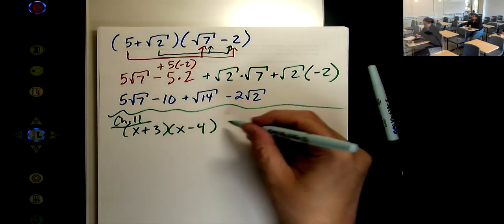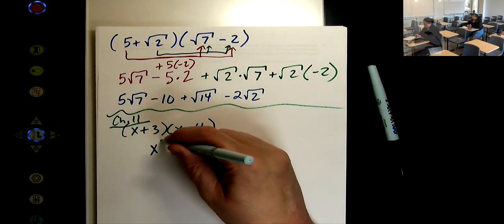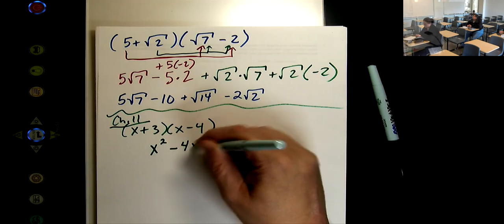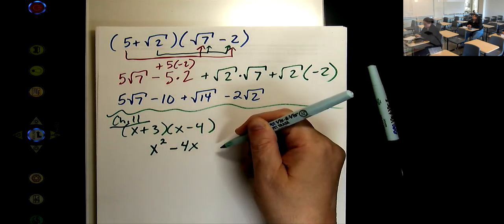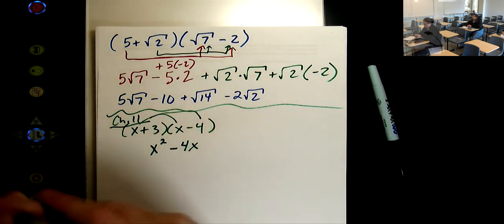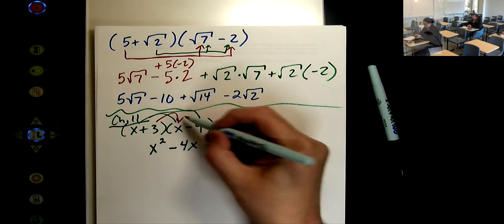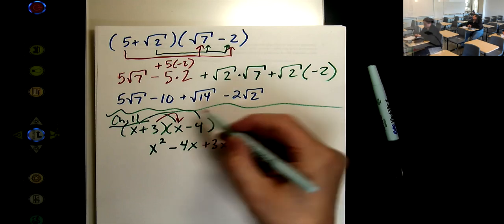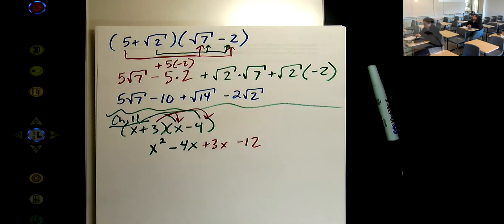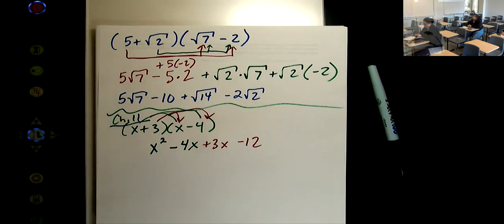And we did the same thing, we multiplied the x times the x and got x squared. Then did x times the negative 4 and got negative 4x. And then did 3 times the x and got plus 3x. And 3 times the negative 4 and got minus 12. We're doing the same thing here, but there's radicals and not x's.